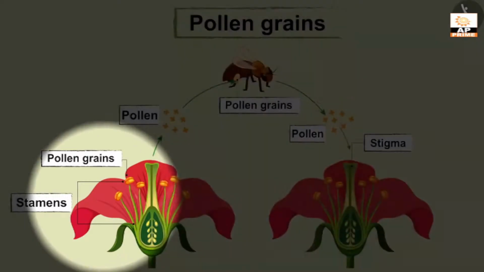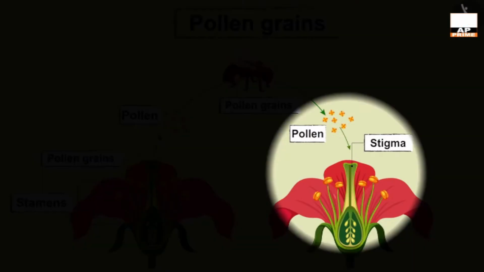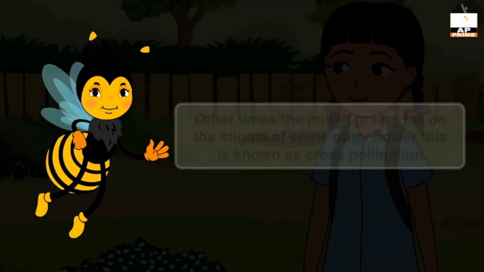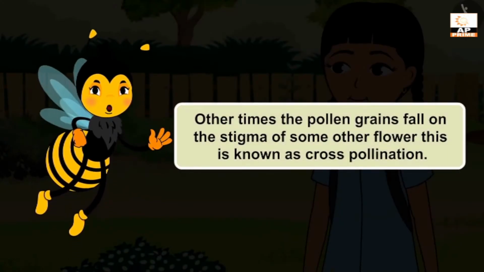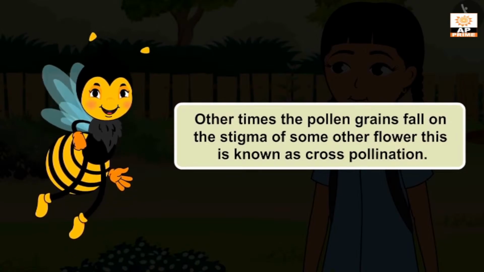When other insects or I sit on the flowers, the pollen grains get stuck to our body. Then when we sit on some other flower, the pollen grains fall on them. In this way, the pollen grains are transported from the anther to the stigma. Sometimes the pollen grains fall on the same flower's stigma. This is known as self-pollination. Other times the pollen grains fall on the stigma of some other flower. This is known as cross-pollination.